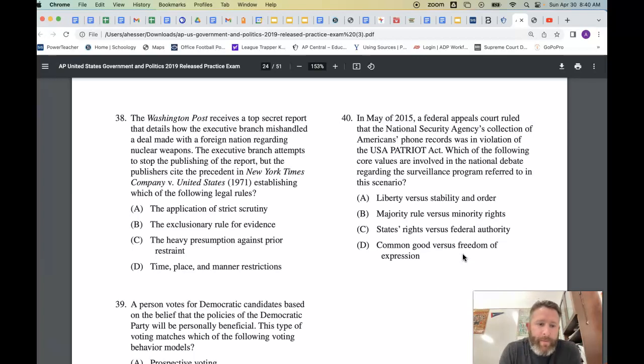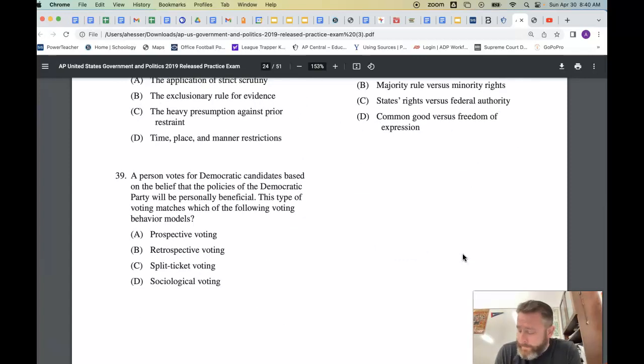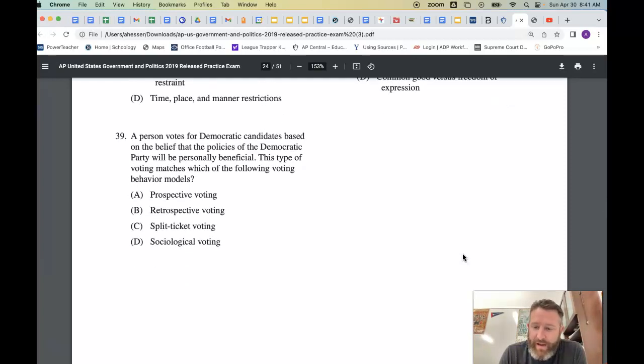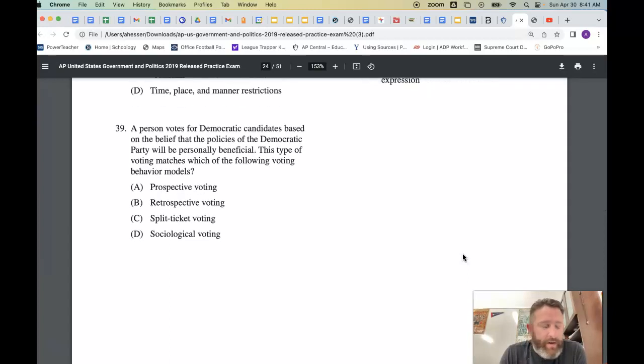C. Prior restraint means the government telling journalists, newspaper publishers, and media outlets what they can or cannot publish prior to it being put out there, published, and you're not allowed to do that. You're not allowed to censor journalists before it was published.